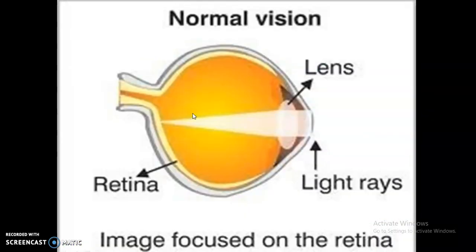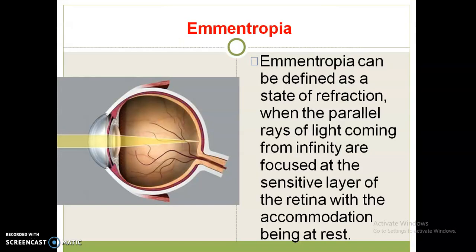In normal vision, rays get reflected from the object and pass through the lens, and the image is focused on the retina. That is the normal process of vision, and the term is emmetropia. Emmetropia can be defined as a state of refraction when the parallel rays of light coming from infinity are focused at the sensitive layer of the retina, with the accommodation being at rest. That is the normal condition.